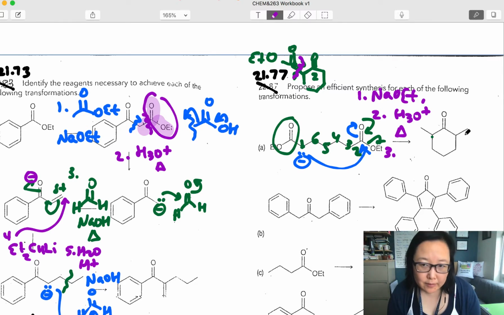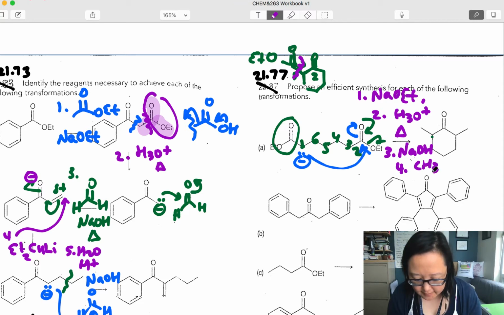So maybe I will do one equivalent of NaOH, and step four might be methyl iodide, and then maybe step five might be LDA, just to make sure that I get the enolate on the other side, and then you do methyl iodide again.